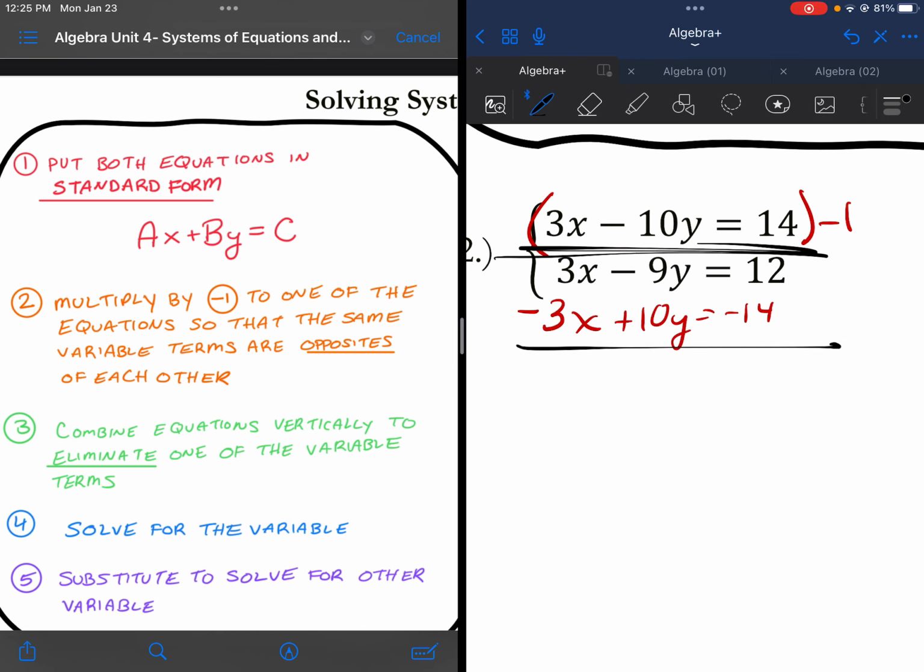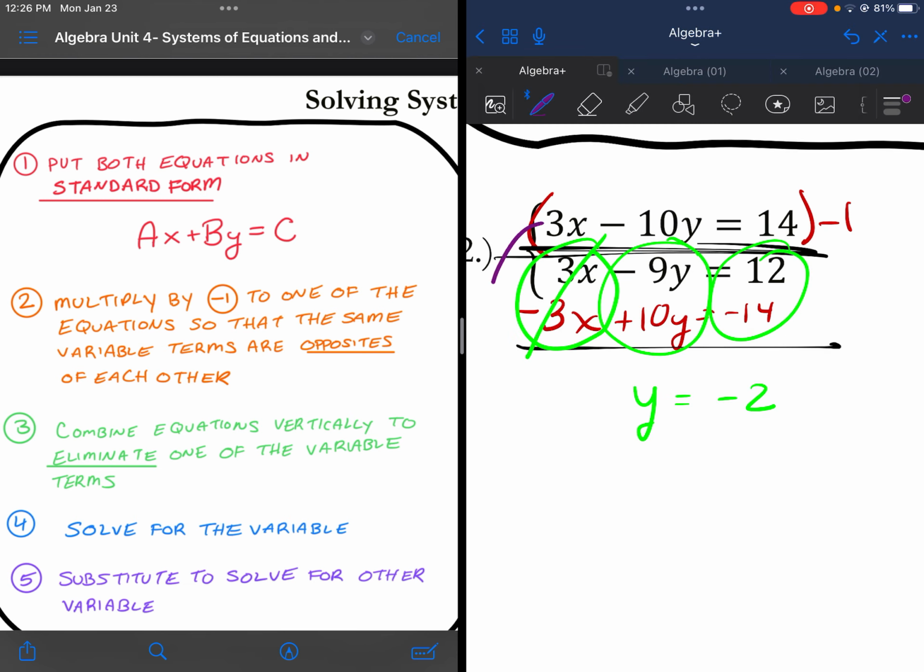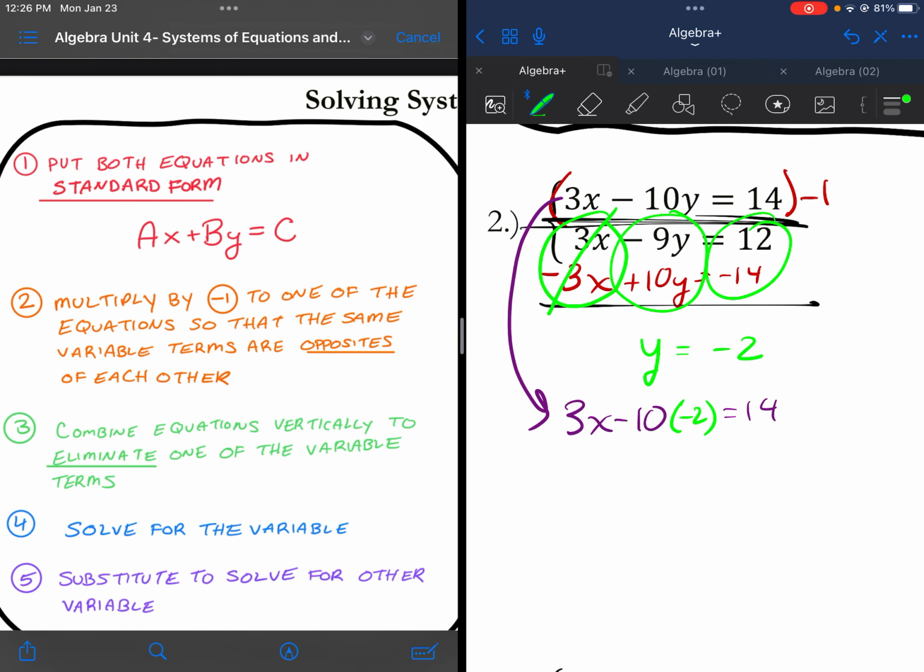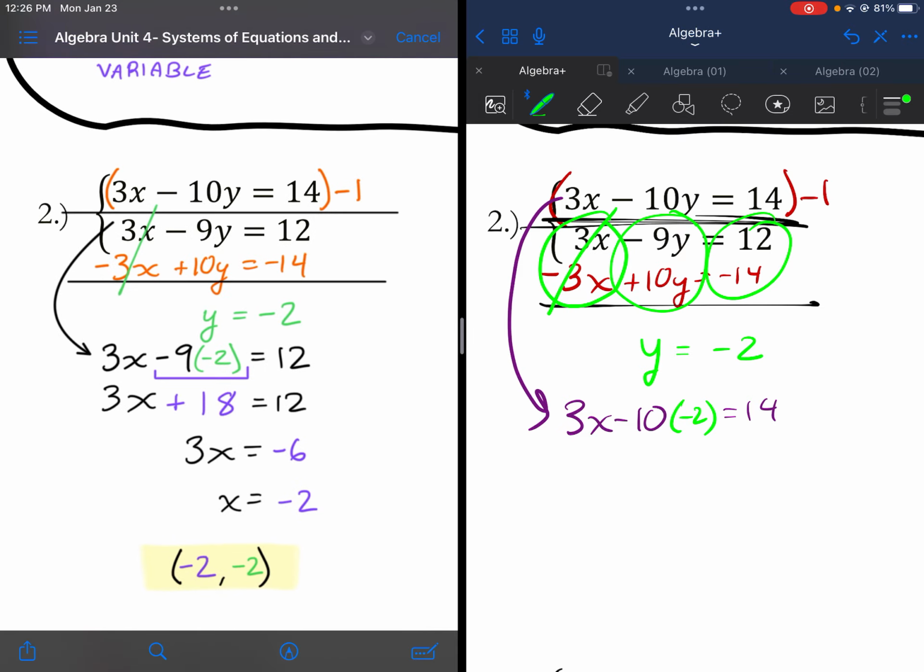So let's look at combining our like terms up and down. These two cancel out. These two, -9y and a +10y, I get a +y equals a -2. Guess what? Even with eliminating, I didn't calculate much, and I already have my y. Now I substitute. Again, take either of the original equations. I could take the top one, or I can take the bottom one. It is up to you on which one you want to use, and you're just going to substitute your y so that you can solve it. Once you solve it, you get an answer of (2, -2).